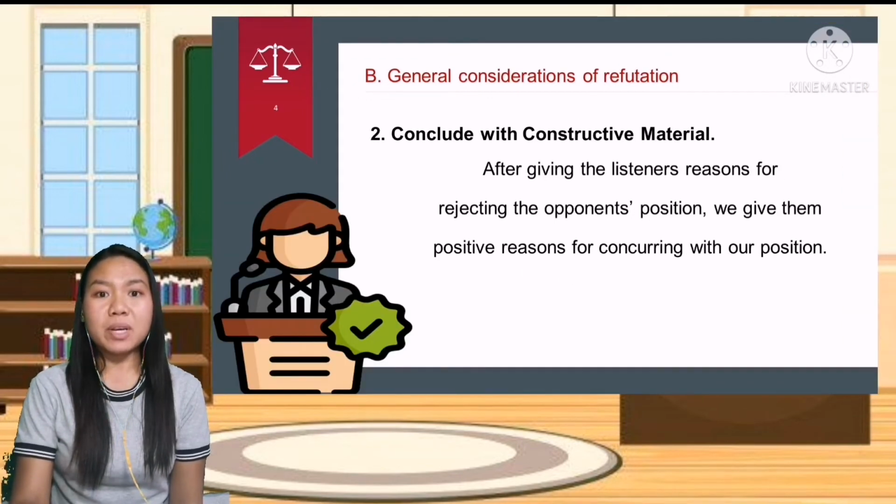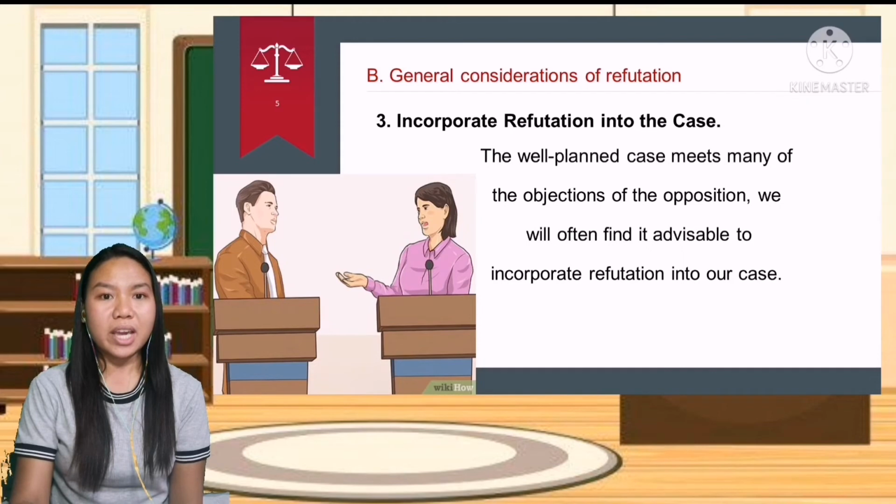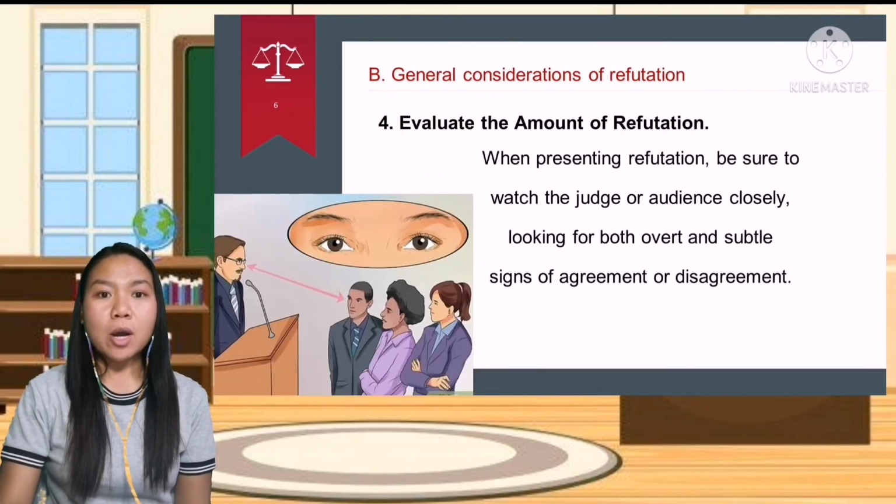Second, conclude with constructive material. Usually, we want to end the speech with constructive material aimed at advancing our case. After giving listeners a reason to disagree with their position, we give them a positive reason to agree with our position. Third, incorporate refutation into the case. It is often wise to include refutation in our case, as well-planned cases meet many of the opposition's dissenting opinions.